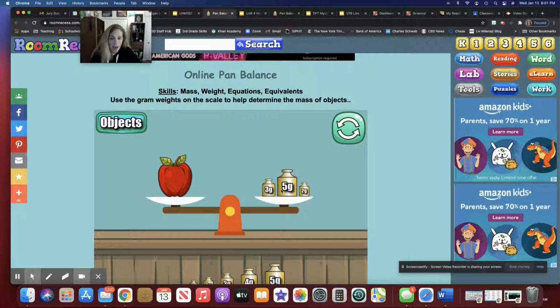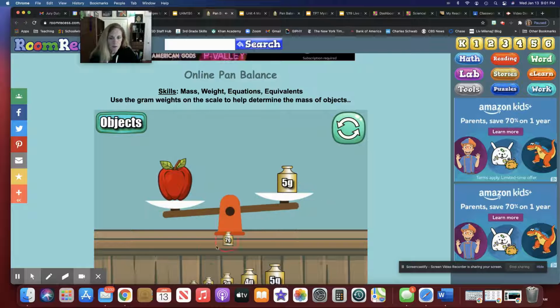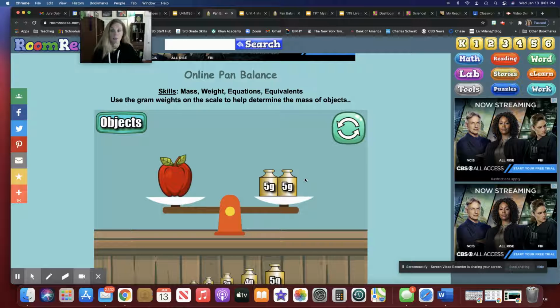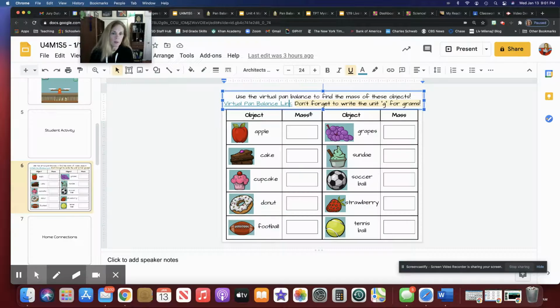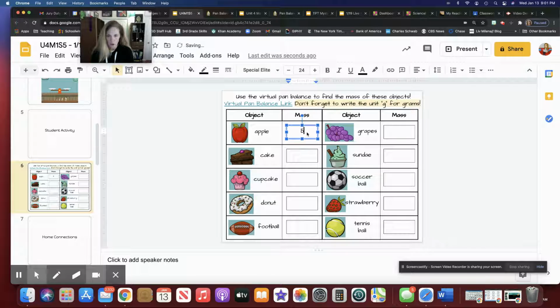So you have to add these together. I see I have 5 plus 3 plus 2. So that means I have 10 grams of mass. I could take off the 3 and the 2 and add another 5. And I'm right. So 5 grams of mass. So I'm going to go back to my math notebook and I'm going to write 5G. That G stands for grams. So this apple is 5 grams of mass.